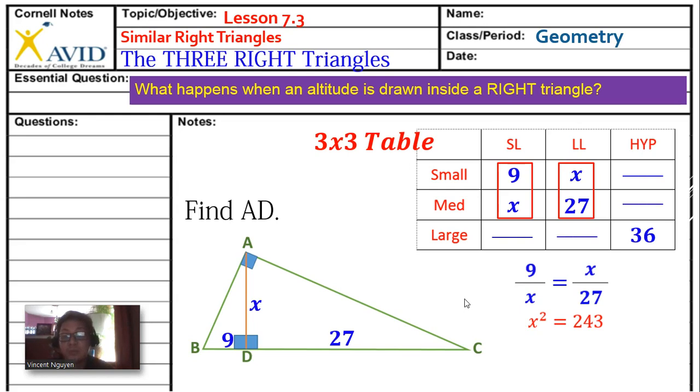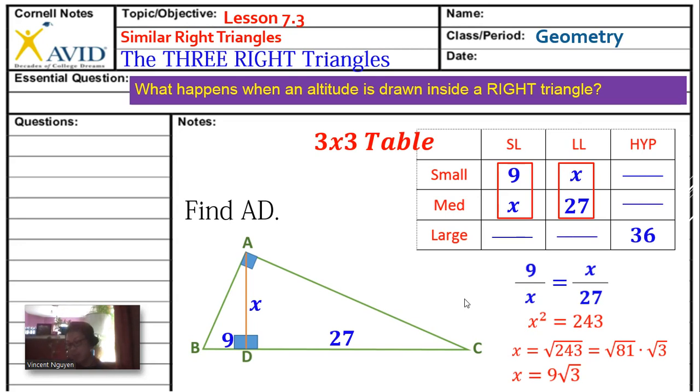Now, you have to solve for x, so we have to take the square root on both sides, right? The square root of 243 is not a nice number, so what we do is we simplify this square root into the square root of 81 times the square root of 3, and then we get 9 root 3 as our final answer in the exact form, right?